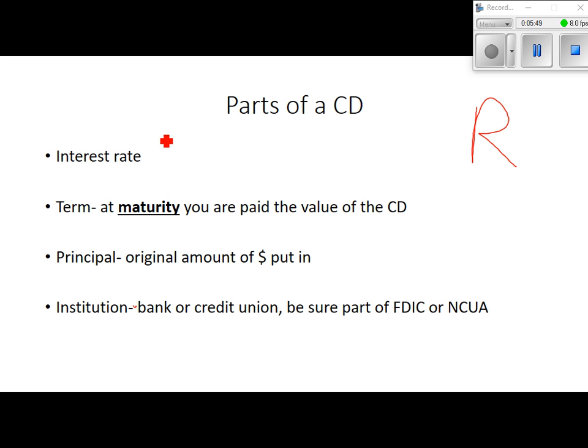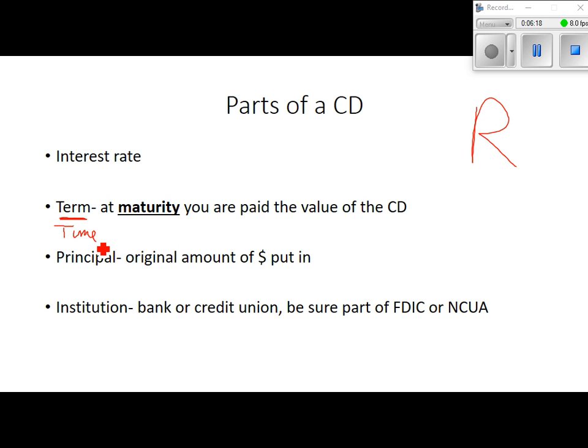Things that are involved in a CD: the interest rate, that's what we were just talking about, so make sure you shop around, look for the best rate that you can possibly get. The term, which is the amount of time that you're putting it in there for. A lot of CDs are for 6 months, a year, 5 years, 10 years, whatever it happens to be. Remember that money is locked in there for that amount of time. If you take it out before then you incur penalties.